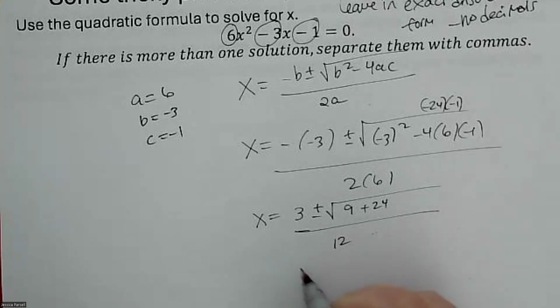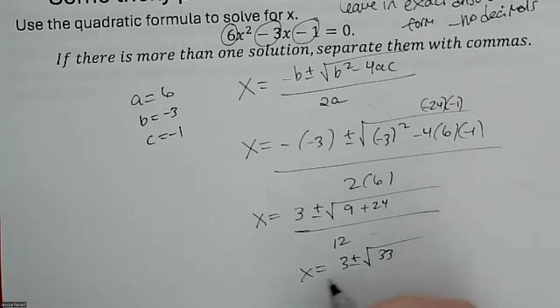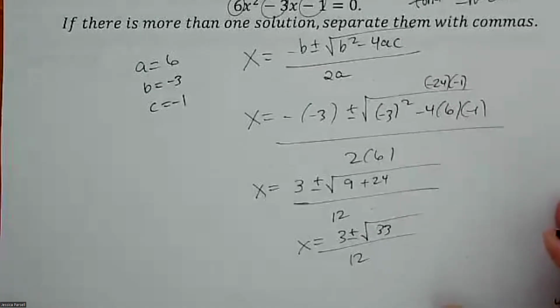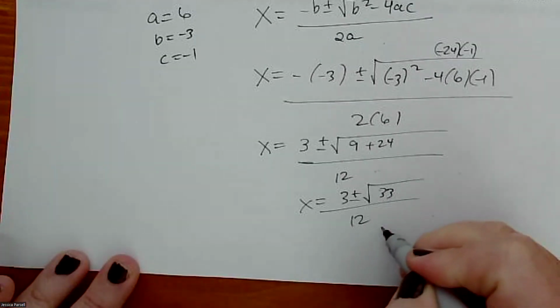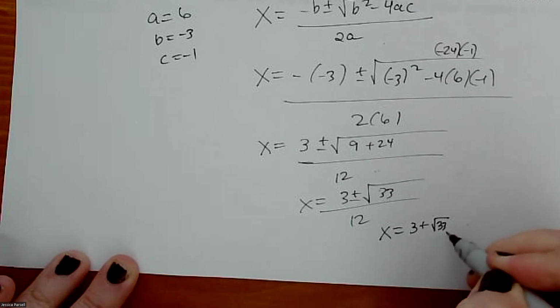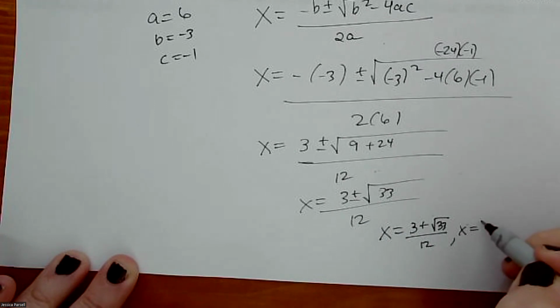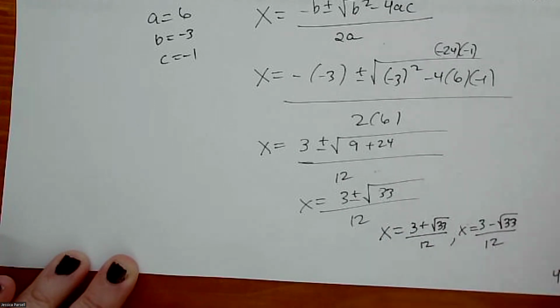Okay, let's shrink it down a little more. I think we're almost there. 3 plus or minus the square root of 9 plus 24 is going to be 33 all over 12. Okay, we can't go any further with that. So here's how you would put this in. You'd say x equals 3 plus the square root of 33 all over 12, comma, x equals 3 minus the square root of 33 all over 12.